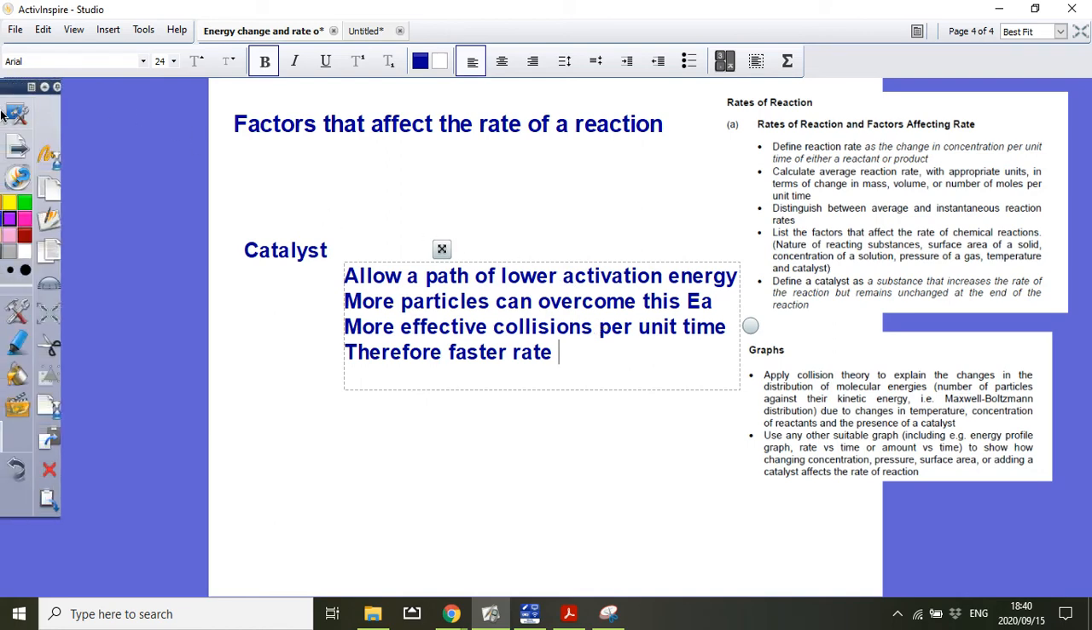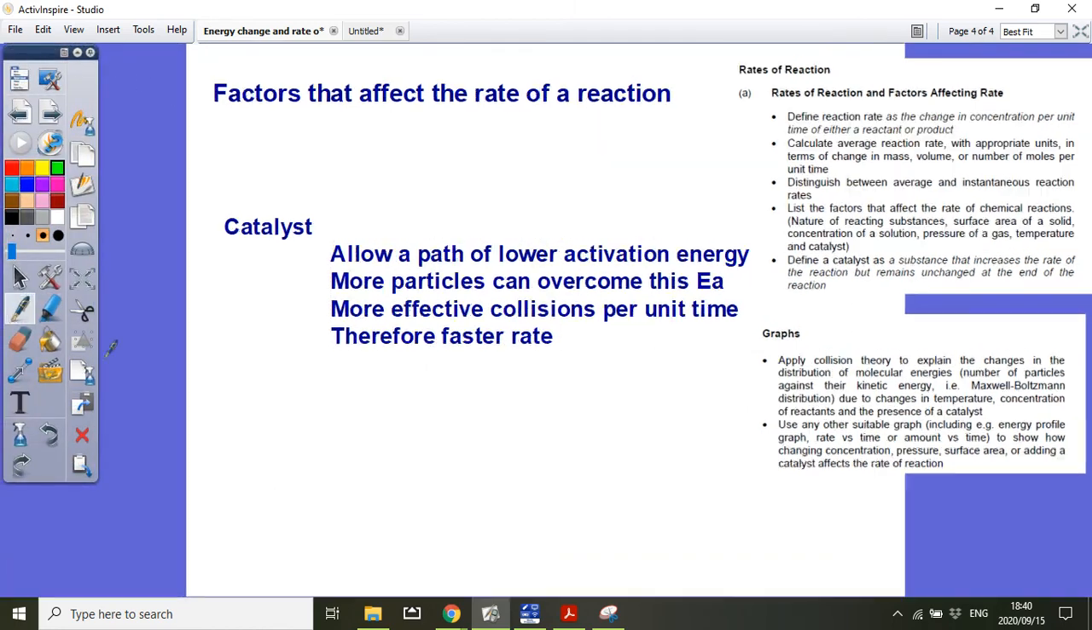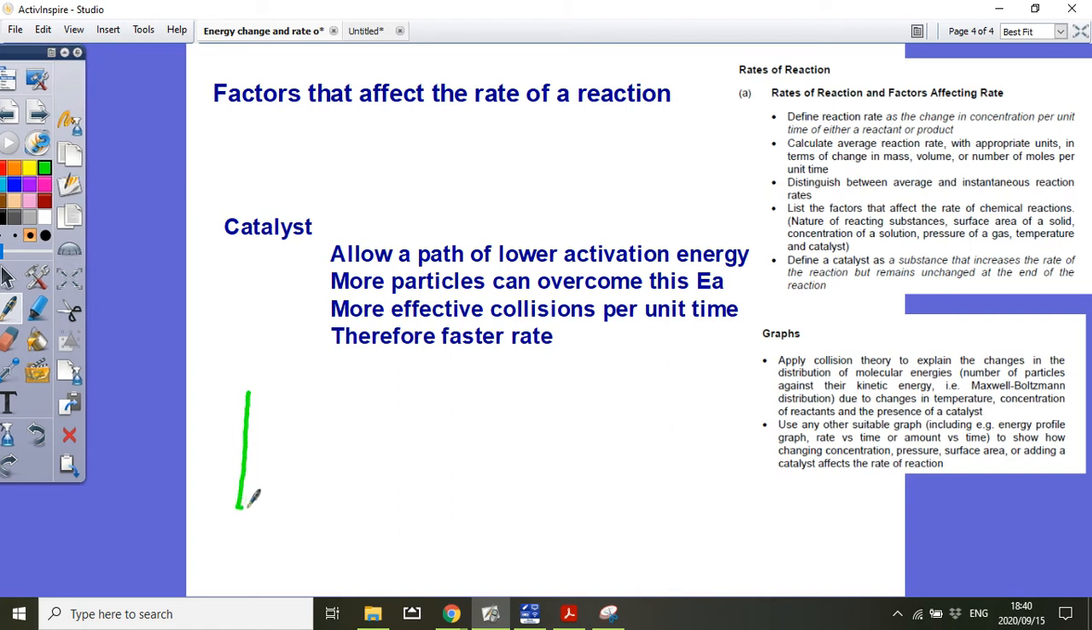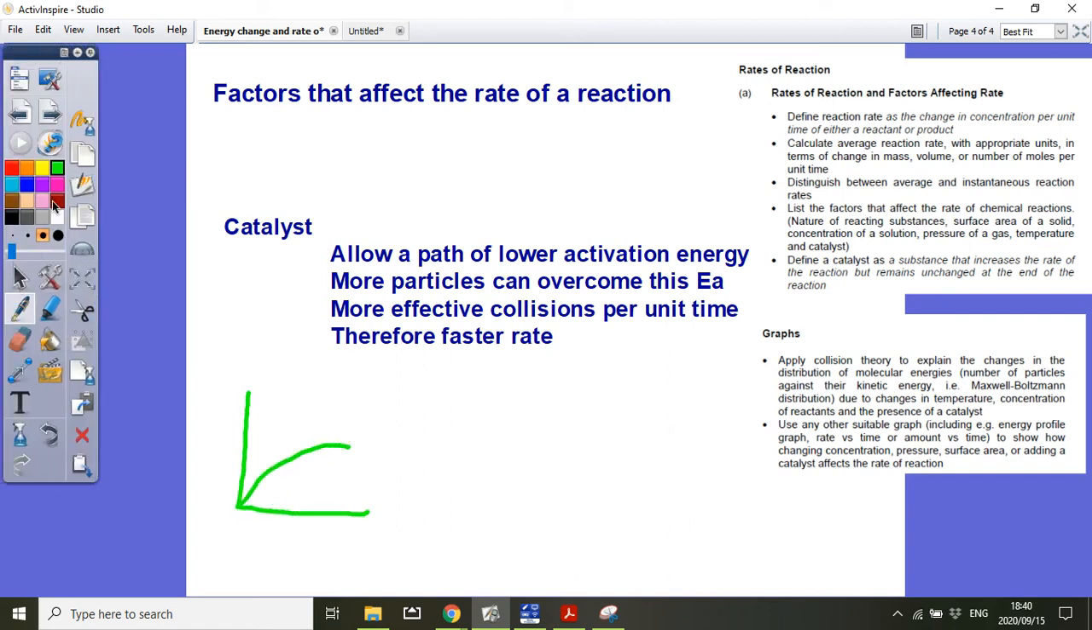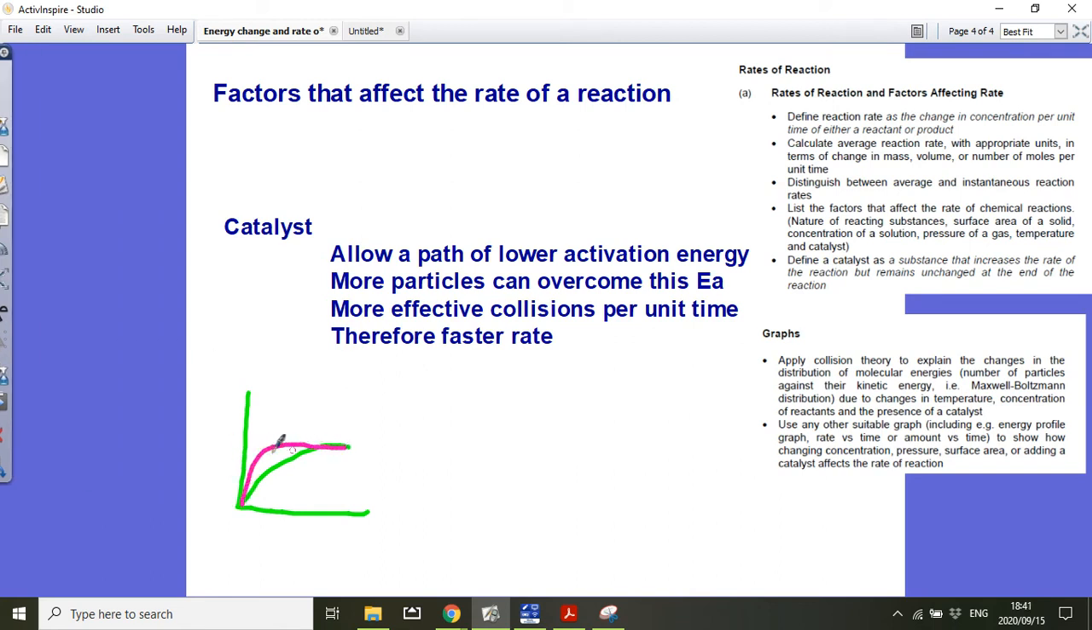Now, if we look at the 2 graphs, so if you now had to draw the graph, remember if that was our original graph there, for a catalyst, it doesn't affect your product. It will just be higher and I'll end up at exactly the same place. This could be anything. It could be mass, it could be volume. Let's just say we're using our volume over time.